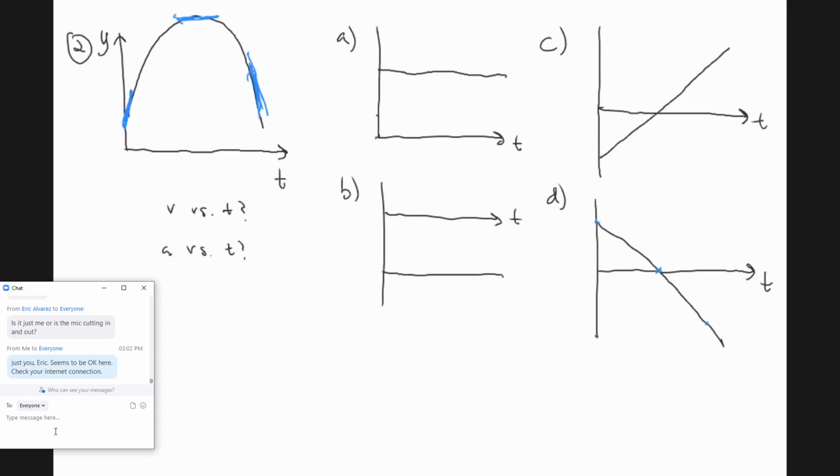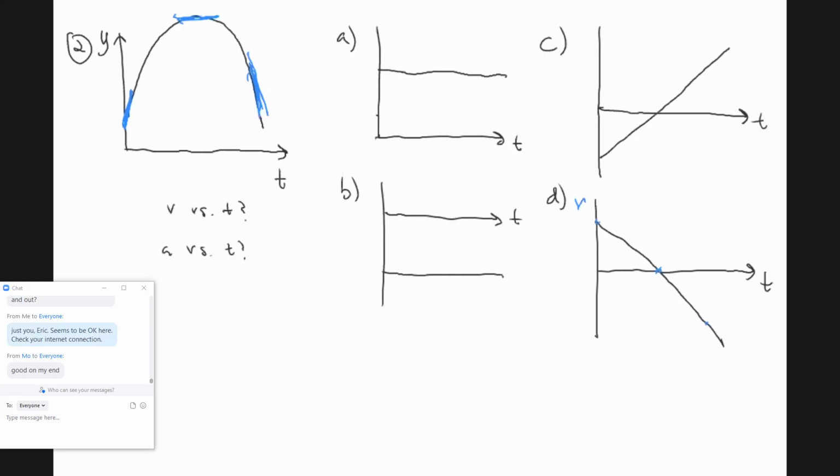Yeah. Okay, cool. I haven't had anyone cut out, Eric. Sorry. If I'm ever cutting out, let me know right away, and I'll try to reconnect to the 5G. I think I'm on the 5G, but I should be okay. So correct, Tiffany. The velocity versus time is that. Good. Thanks, Mo. So Tiffany is correct. That's answer choice D.